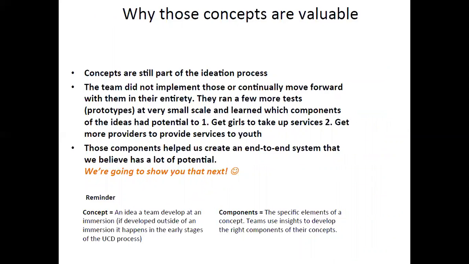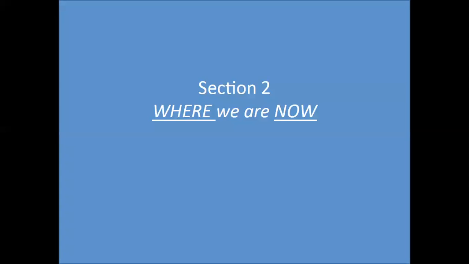So around 12 concepts were generated from these 2 immersions, and really why those concepts are still valuable is because they are part of the ideation process, but the team is not implementing the concepts as they came out of the immersion. We are continuing testing. We're continuing with these prototypes by actually testing different components of these concepts to see if, 1, they get girls to take up services, and 2, if they get more providers to provide friendly services to girls. So we had tons of concepts around girls, tons of concepts around providers. What we're testing is this component to see if we are getting what we want out of these concepts: 1, getting girls to take up services, and 2, getting providers to provide friendly services to girls. You'll see that as we go ahead in other slides.